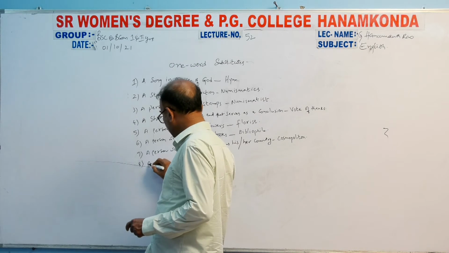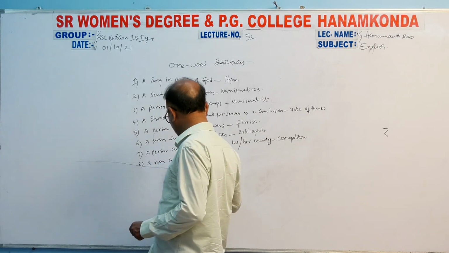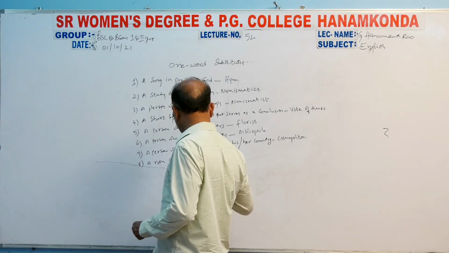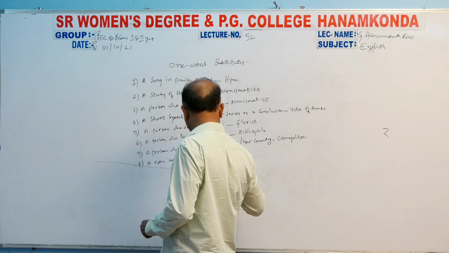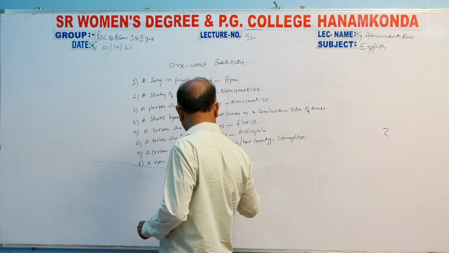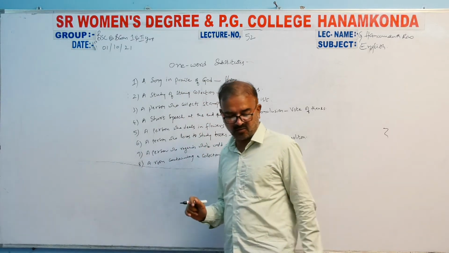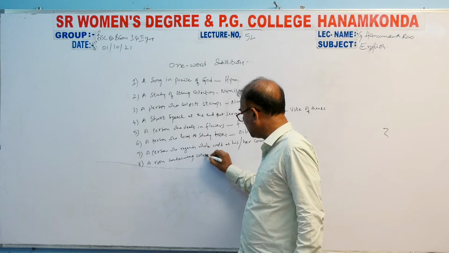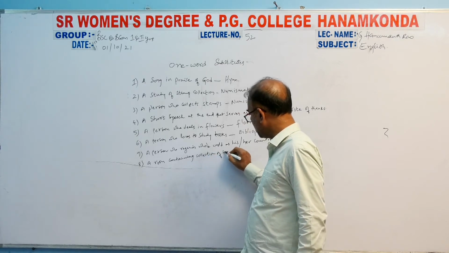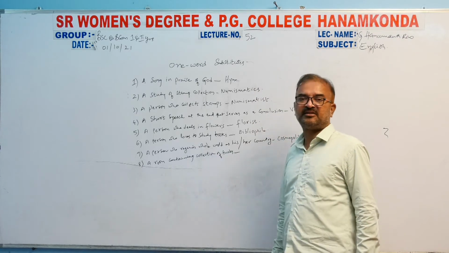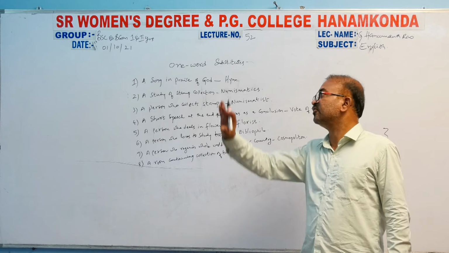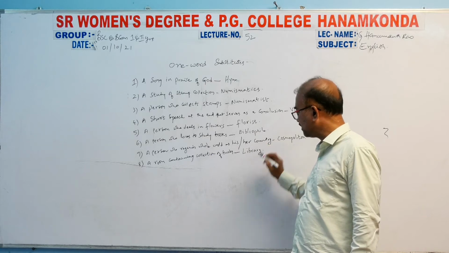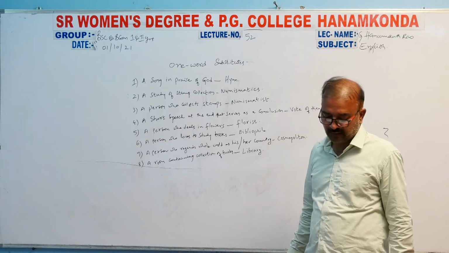Eighth one: a room containing a collection of books. A room containing a collection of books. What do you call that area? If a room is totally filled with books, then that room is called a library. Okay. Another one.